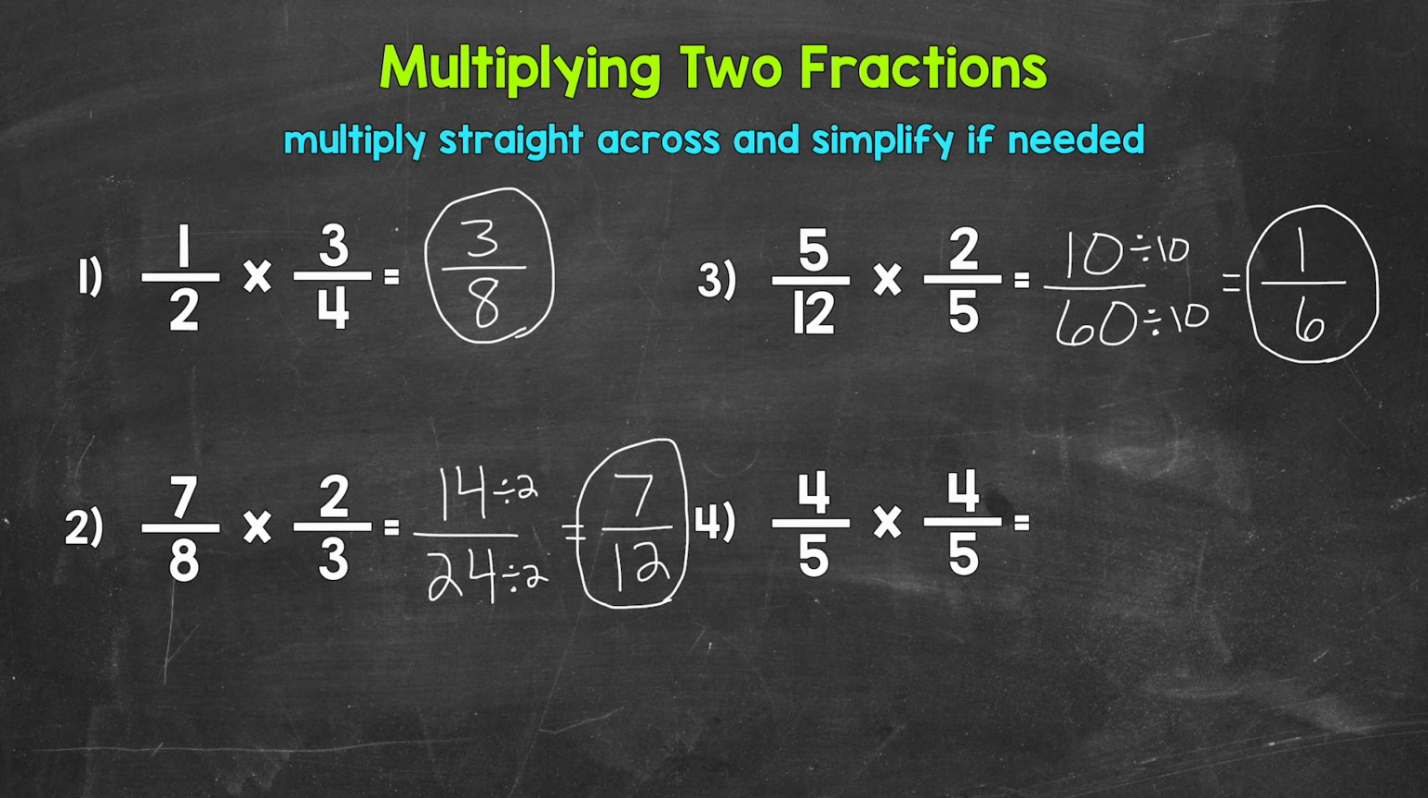Lastly, let's move on to number 4, where we have 4/5 times 4/5. So multiplying the numerators, we have 4 times 4. That gives us 16. And now for the denominators, 5 times 5 gives us 25. So we end up with 16/25. The only common factor between 16 and 25 is 1. So this is in simplest form. We are done. Our final answer, 16/25.